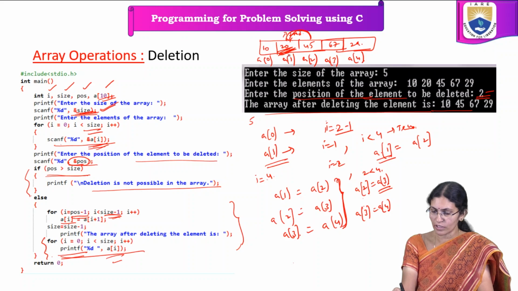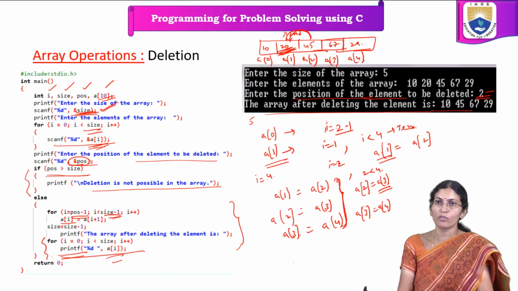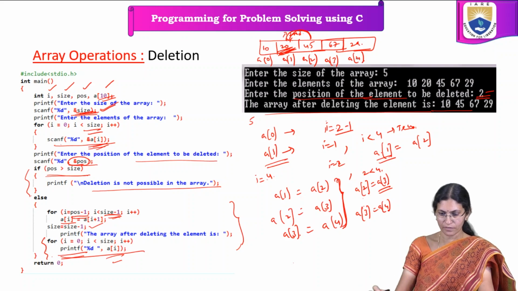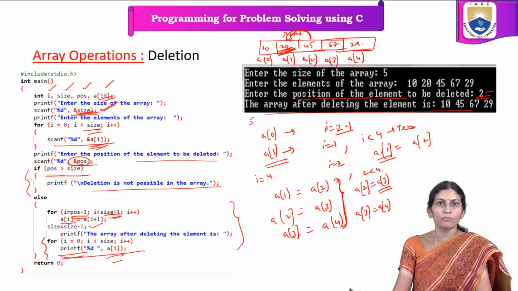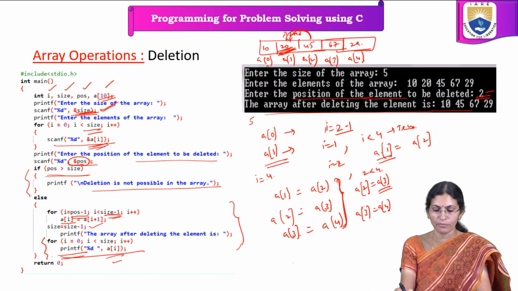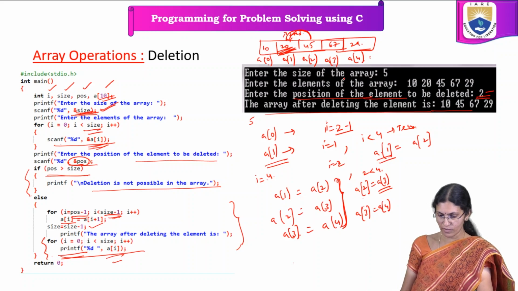Now it is 10, 45, 67, 29, and also the size has been decreased by 1 now. So we need to mention that the size value is decremented by 1. We have written that line also, size is decremented by 1. Now the array size is 4 after the deletion operation. By making small modifications in the program, we can use the same program to perform deletion operation at the beginning of the array and also at the end of the array.